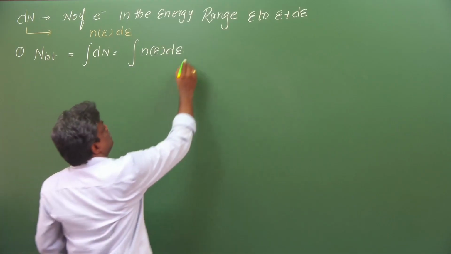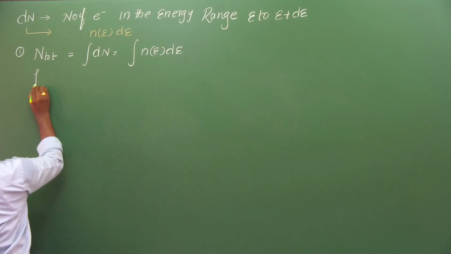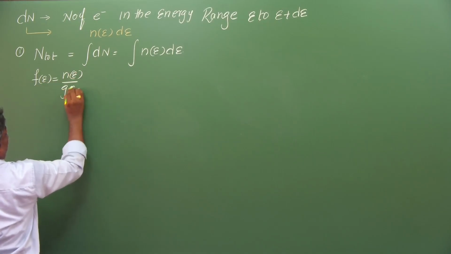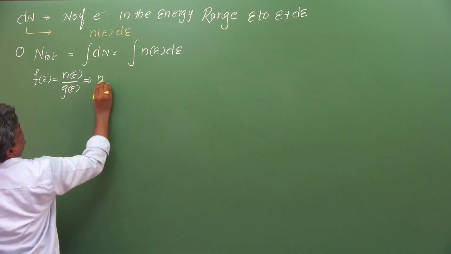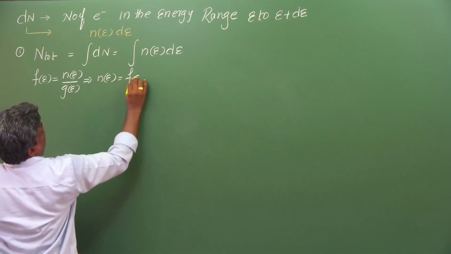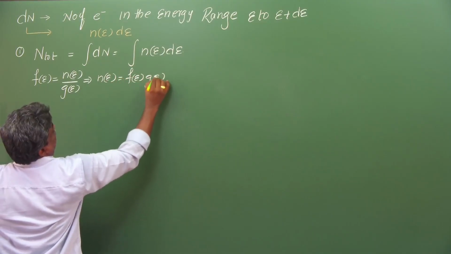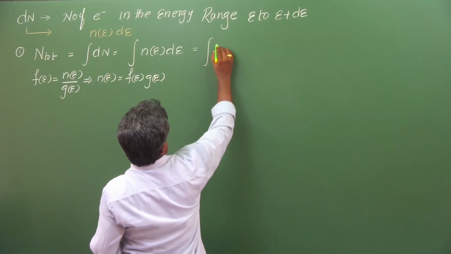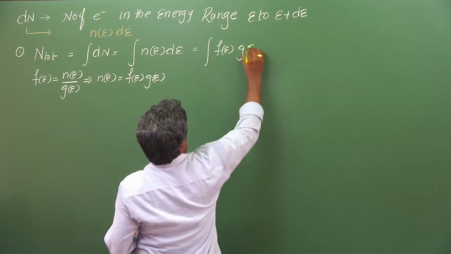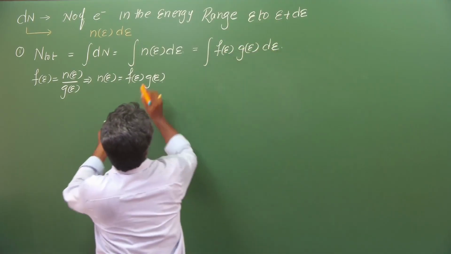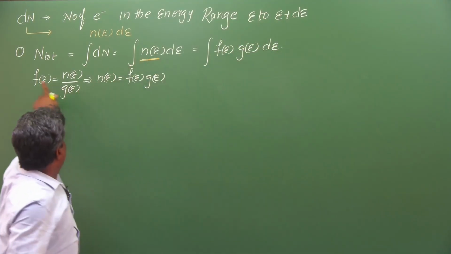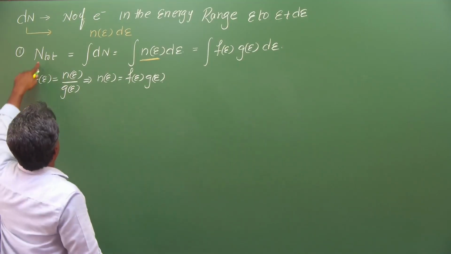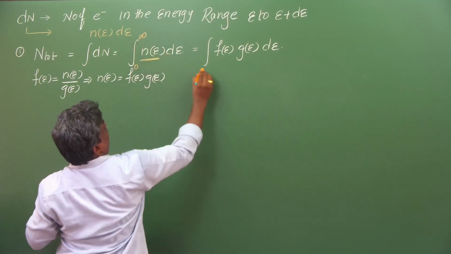Just a few minutes back we discussed the distribution function f of E. Could you please tell me what is N of E? This is nothing but the integral of f of E g of E dE. From the definition of the distribution function, since you are finding the total number, from where to where are the limits?